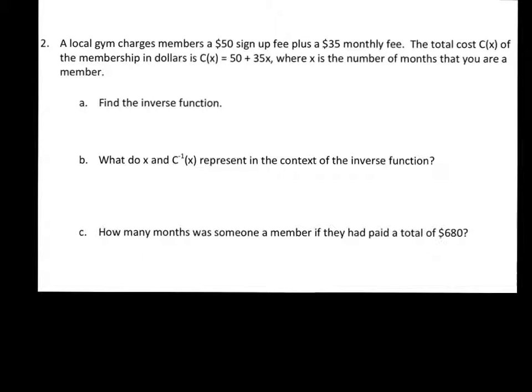Let's talk about question 2 on your Unit 9 4.0 practice sheet. This is the question. A local gym charges members a $50 sign-up fee plus a $35 monthly fee. The total cost of the membership in dollars is C of x equals 50 plus 35x, where x is the number of months that you are a member. So x represents the number of months you're a member.